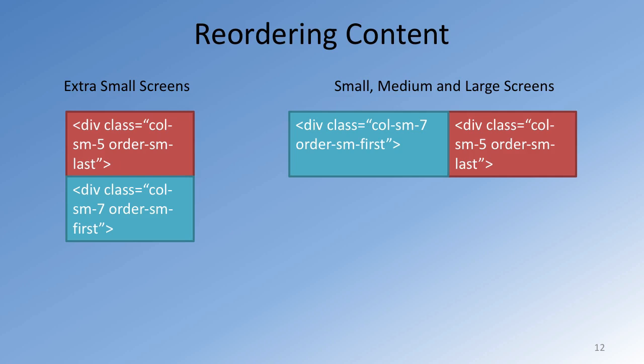Not only this, the order-sm also allows you to specify, saying order-sm-1 to order-sm-12, the order in which the content needs to be rendered on the screen. So using a larger number, you could shift the content to the right side of the row, and a smaller number will shift the content to the left side of the row. We will see an example of this also in the exercise.